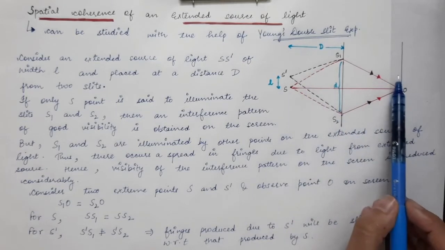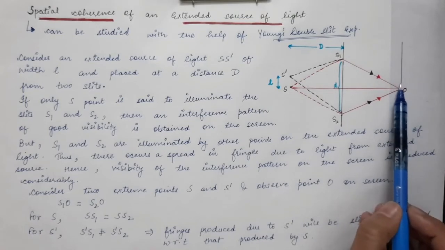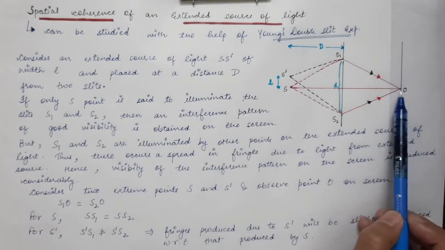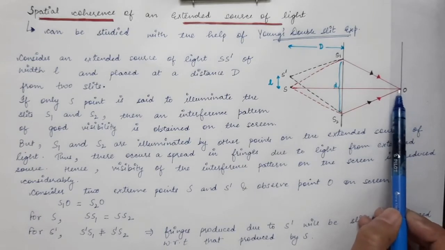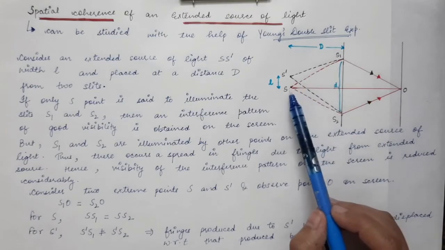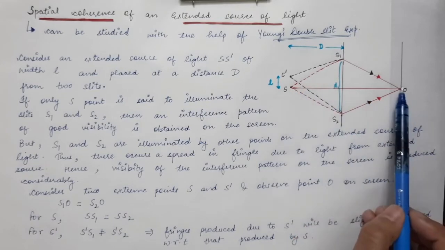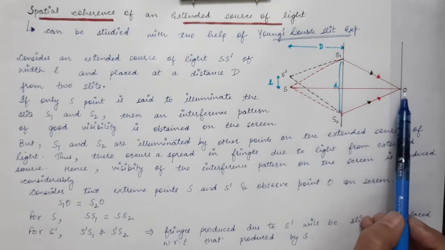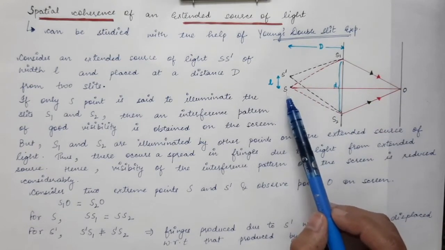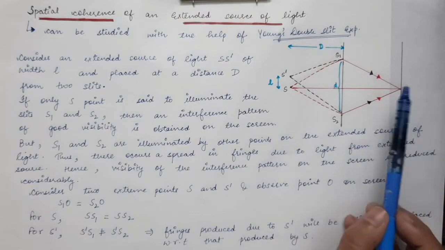There will be other types of fringes also. There will be a dark fringe, then again a bright fringe, then again a dark fringe, but we are just considering the O point. So at the O point we will have a bright fringe due to the light coming from the S point source, and above and below this point we will have dark fringes due to the same point source S, and so on.